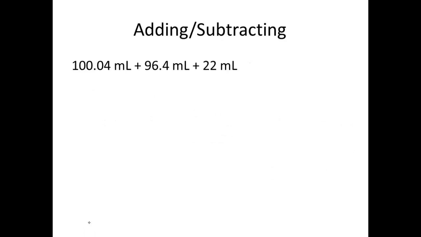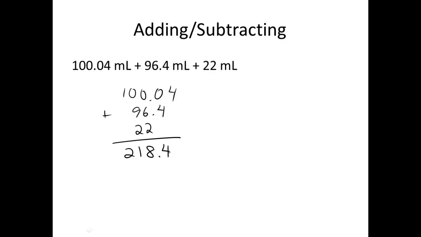So let's look at adding and subtracting. Here we are considering place values instead of just counting sig figs. It's helpful to write these vertically. Now we're just adding these numbers up, which everybody can do. Just making sure all the place values are aligned. And put it all in your calculator. Probably don't need a calculator for this one. And you get 218.44. Okay, but that's not the right answer.